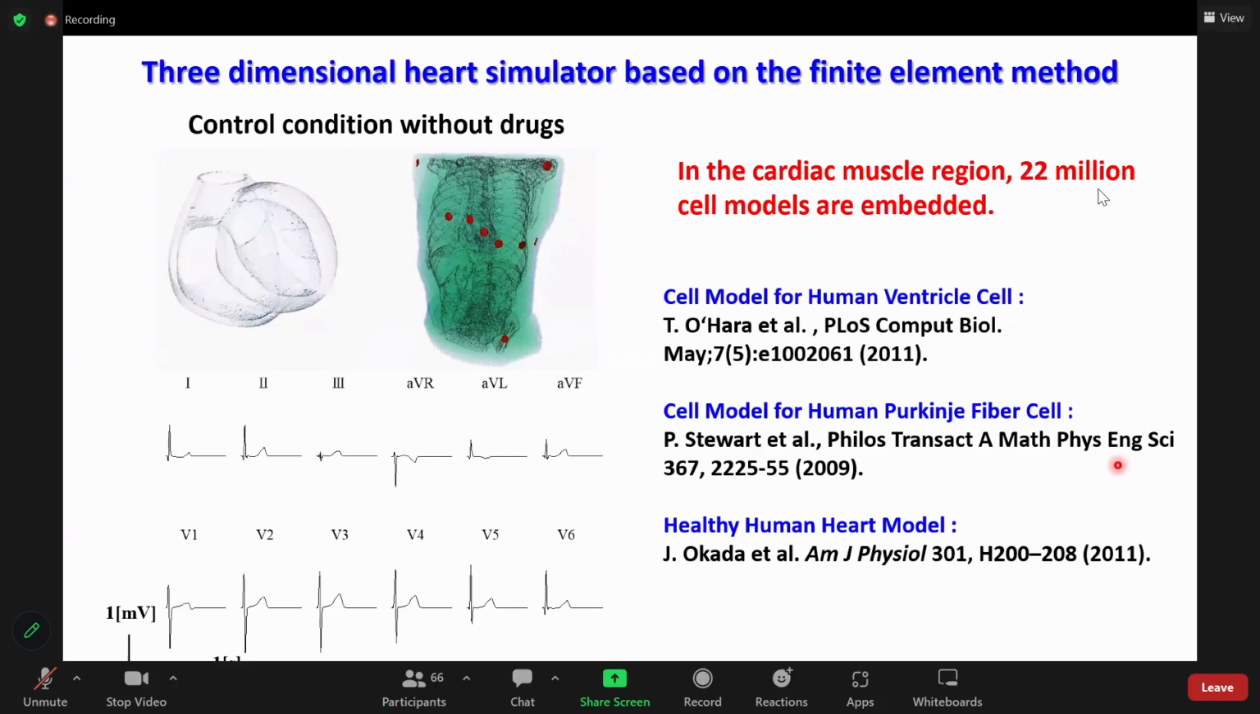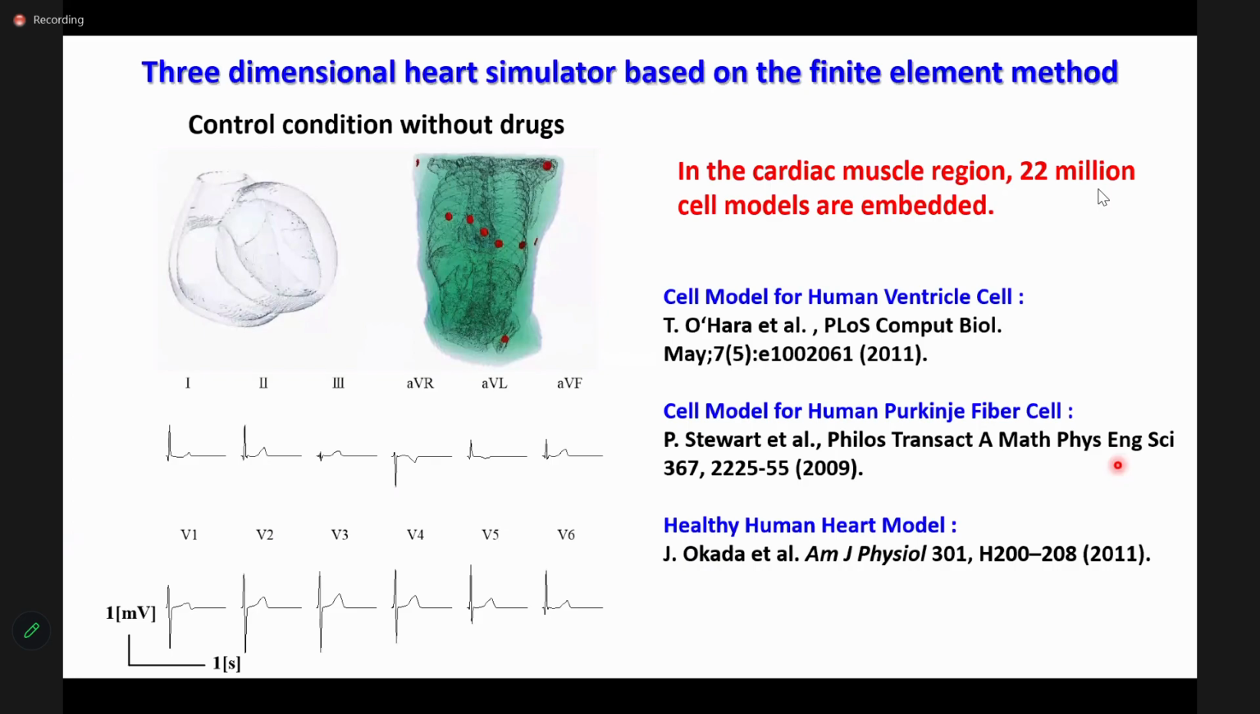On your right, this is the sequence of excitation contraction in the control condition without drugs. In the cardiac muscle region, 22 million cell models are embedded. From the body surface potential map, we can obtain 12-lead ECG.